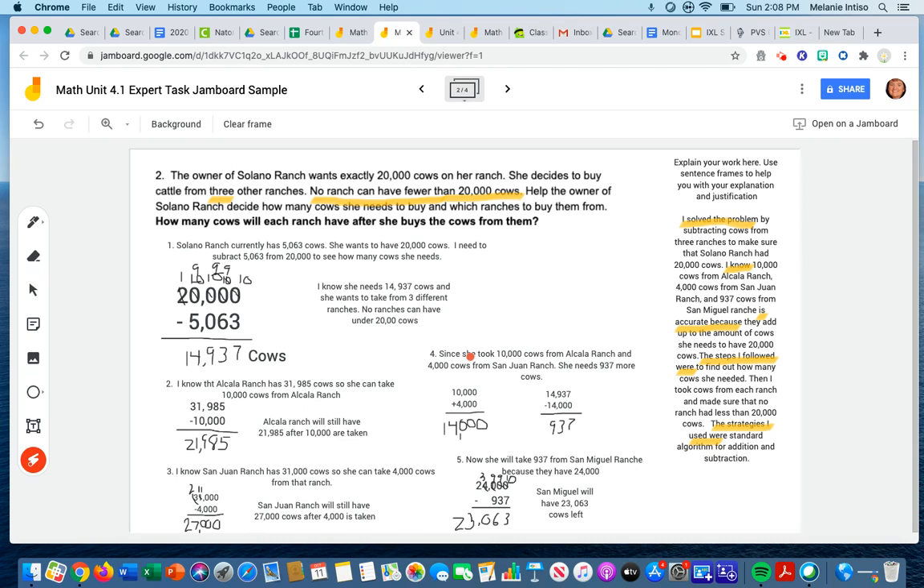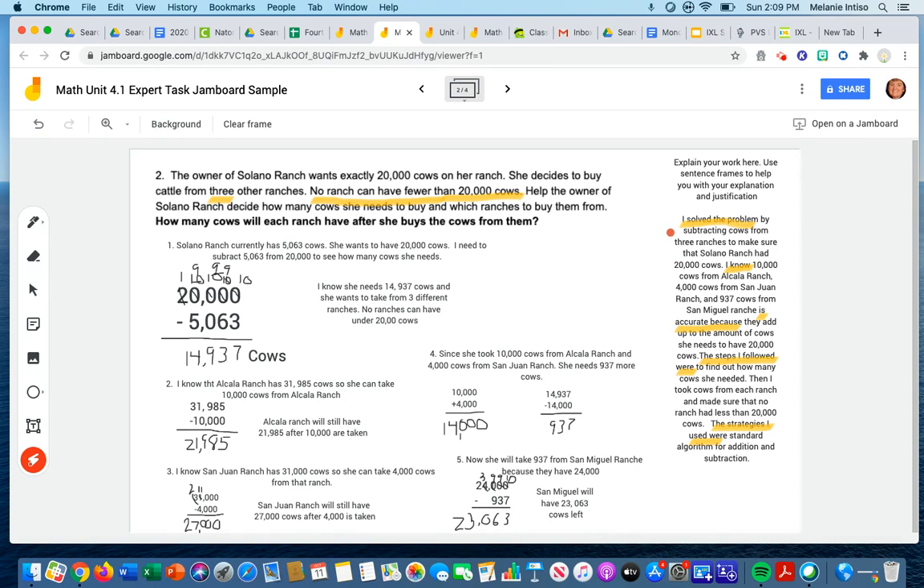Then I had to see, okay, well, I just took 10,000 from the Alcala Ranch and 4,000 from the San Juan Ranch. I know now that I have 14,000 total cows, okay? But I still need 937 cows. So what I did was I next took from San Juan Ranch, and San Juan Ranch had 24,000, so I knew I could take away at least 937, which is what I needed. So I took away 937 and it still had 23,063. So it was okay. So I took 937 from that ranch.